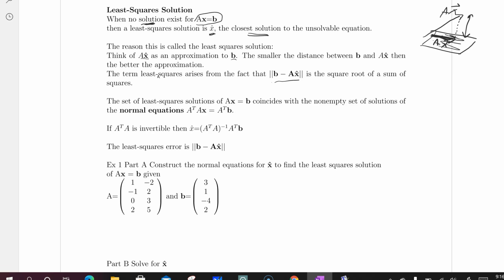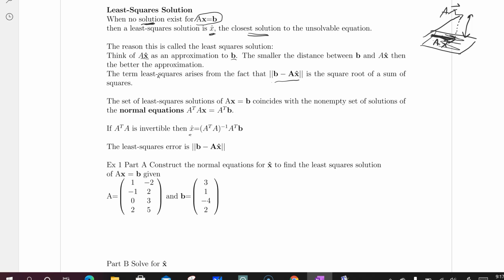The set of least squares solutions coincides with the solutions of the normal equations. I'm not going to go through the proof of this; it's a little beyond our scope. But to find the least squares solution, I find the normal equations, which means multiplying both sides by A transpose. If A transpose A is invertible, then I can find x hat by multiplying both sides by the inverse.